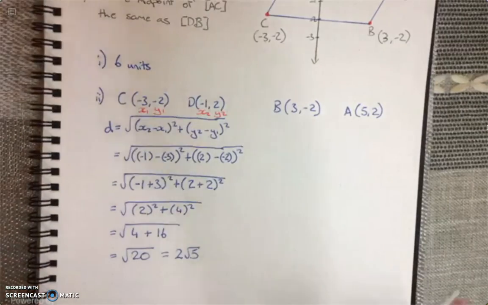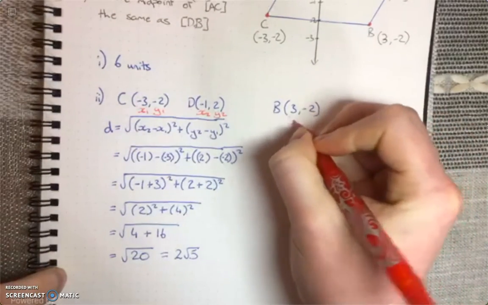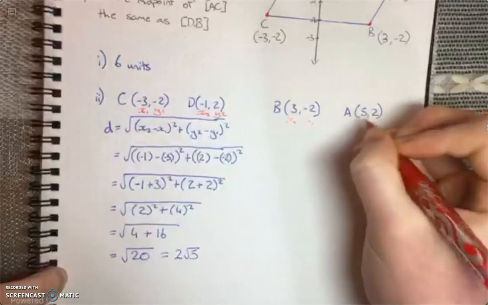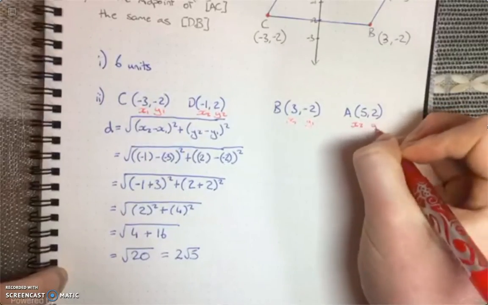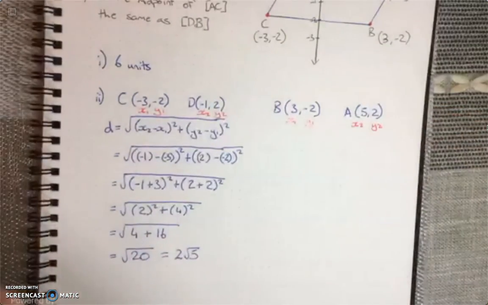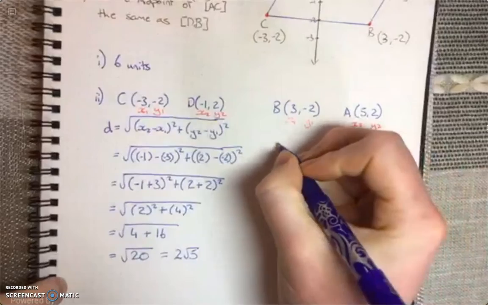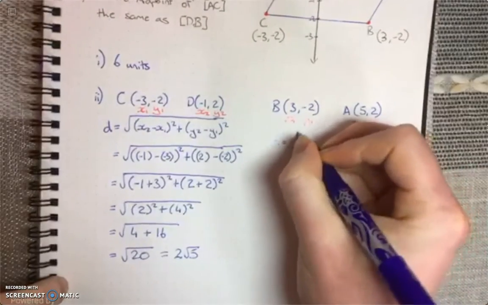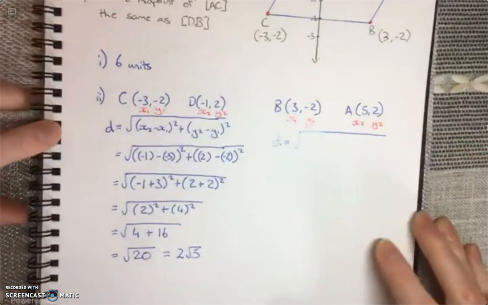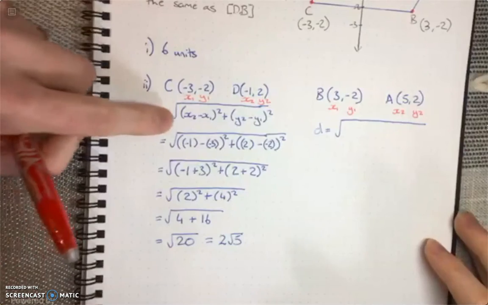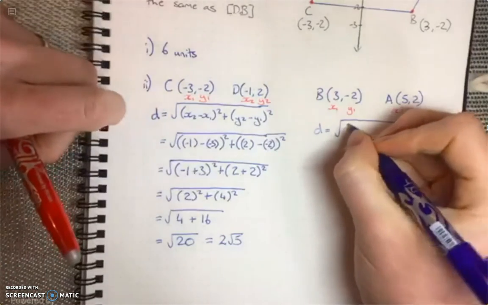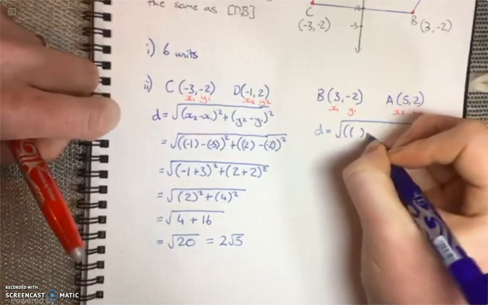And we do the exact same now with this. So we've got x1 and we've got y1. We've got x2 and we've got y2. And we're finding the distance, okay? So d is equal to, so I'm going to use this formula here. So I'm going to change all my letters to brackets.